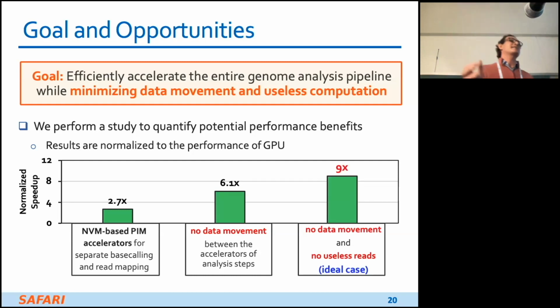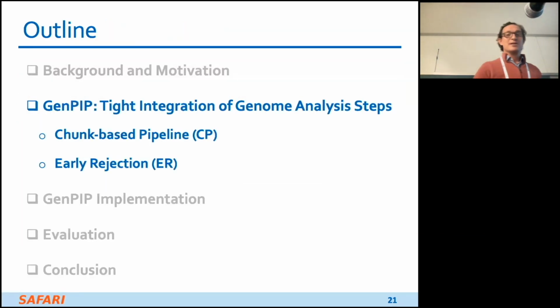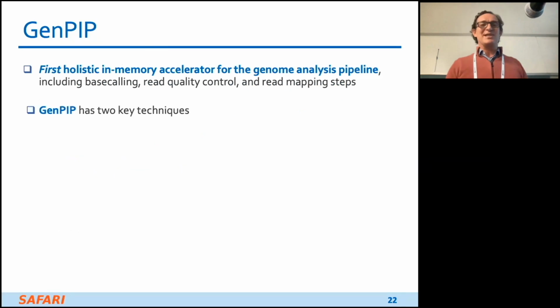Again, this is a single data set. In other data sets, your mileage may vary, let's say. But 9x is not bad. Our goal is to actually get that 9x. So, okay, now we're going to go into a little bit more detail.